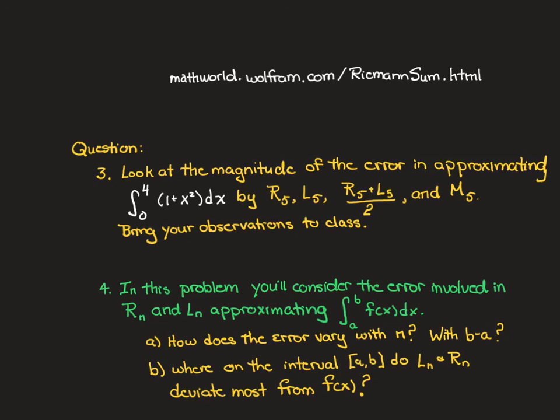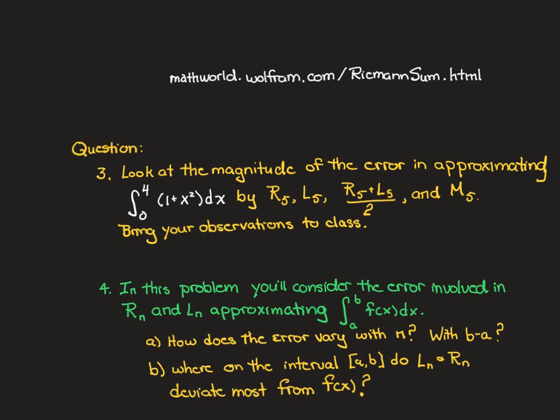Which are the closest? Which are the furthest? Are L5 and R5 off by about the same amount? The average is better. Is it as good as M5? If not, how much worse or how much better?